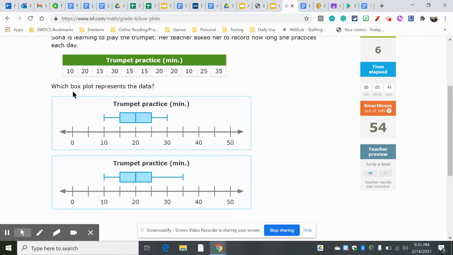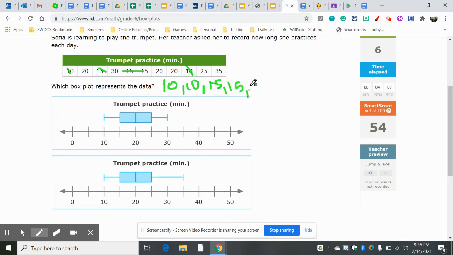Once you get to this, which box plot represents the data, you have to look at here and it gives you these numbers. What you have to do, and you can go ahead and pull up the IXL while I am talking through this, you have to put your numbers in order from least to greatest, because that's our first step.